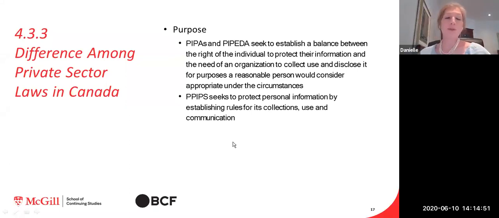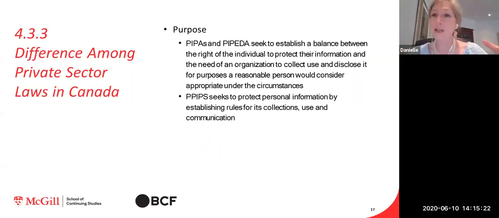Now, although the private sector laws are all based on the same principles as we discussed earlier, there are some differences among them. The first difference that's really striking is the purpose of these laws. In Canada and in Alberta and British Columbia, the purpose of the law is really there to balance the interests of the individual in protecting their private information and the interests of an organization in using that information.